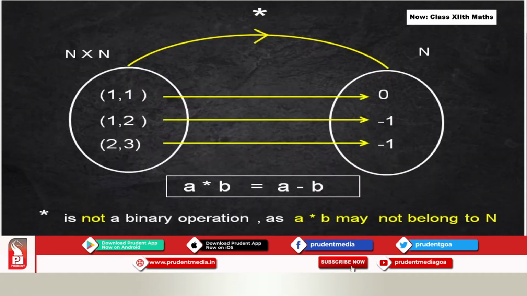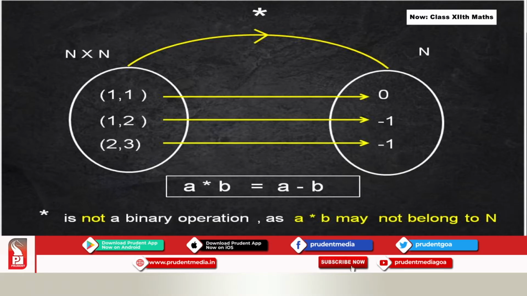Now see, I am taking another example here. See, A star B is A minus B. In the previous one I had taken A plus B. Now I have taken here A minus B. Can you see the minus sign? So star is a function. Same example I had taken here, okay.